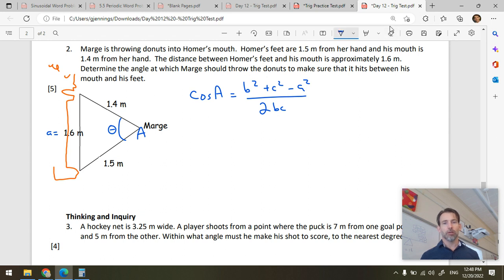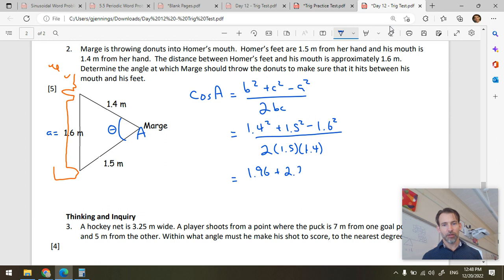Let's go. Sub in. So B, call that 1.4. 1.4 squared plus 1.5 squared minus 1.6 squared, all divided by 2 times 1.5 times 1.4. And I would encourage you to do as much of these types of problems in your head as possible. 1.4 squared is 1.96. 1.5 squared is 2.25.